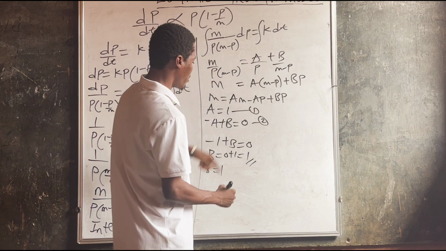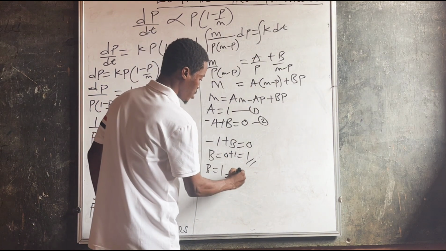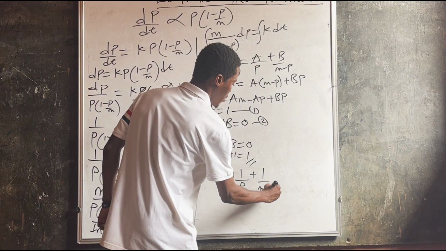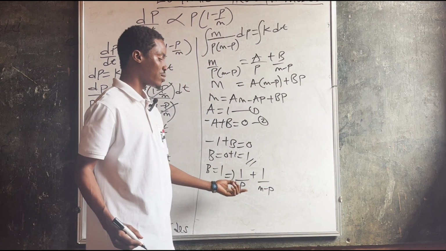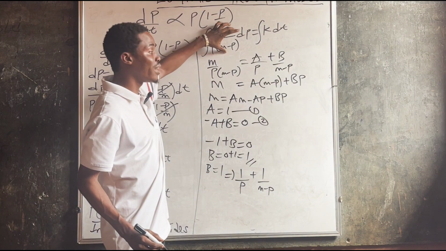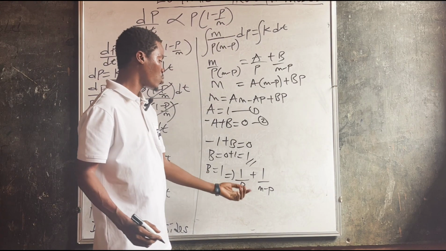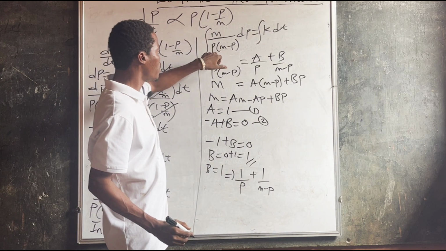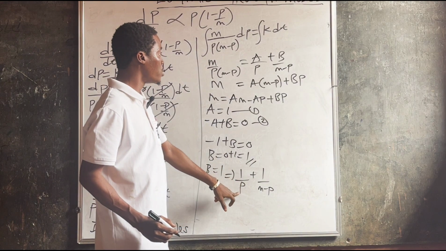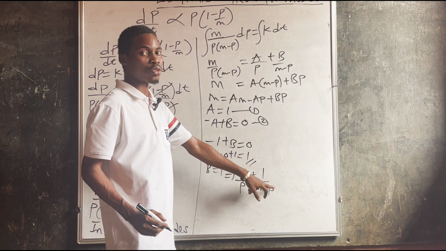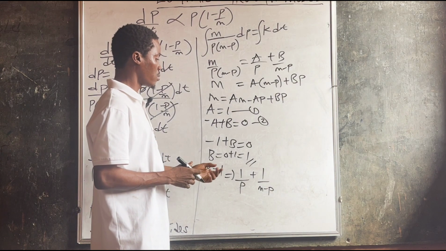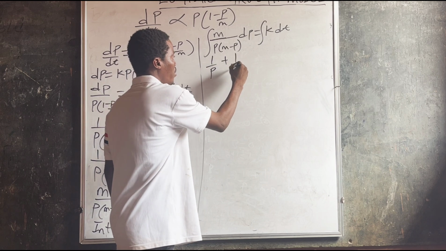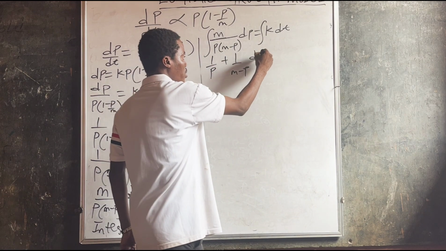What did I have here? I have A/p + B/(m − p). I will now have 1 all over p, A is 1, plus 1 over m − p. If you look at this, we have simplified it by using partial fraction. So I will now apply it to here. So m over p(m − p) is now 1 all over p plus 1 all over m − p. Got it? So 1 all over p plus 1 over m − p with respect to dt is equal to k dt.